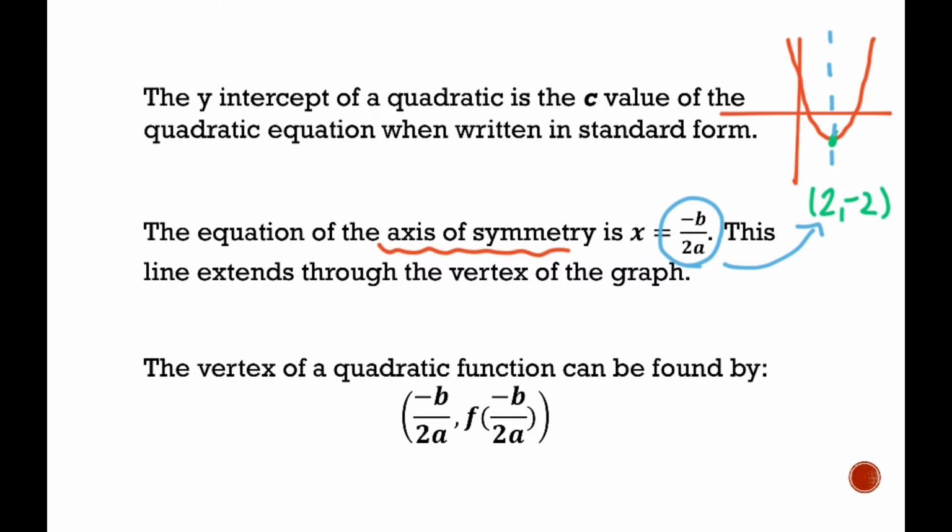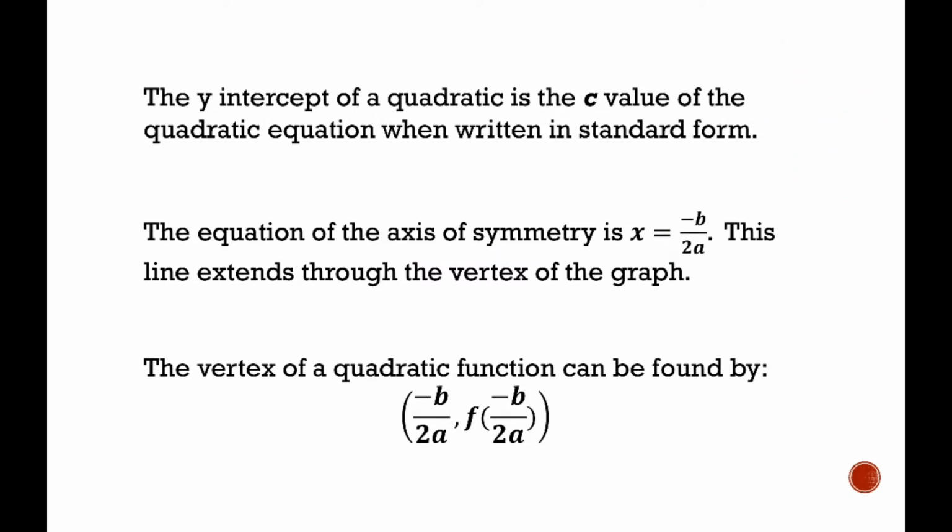You'll recognize -b over 2a as being part of the quadratic formula, and we learned before how b² - 4ac is what's called the discriminant. And this is the rest of the quadratic formula, and that's going to help us find the vertex and do some other things that are interesting with that. So this is something you'll need to make sure that you remember.